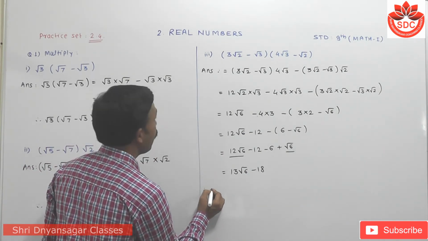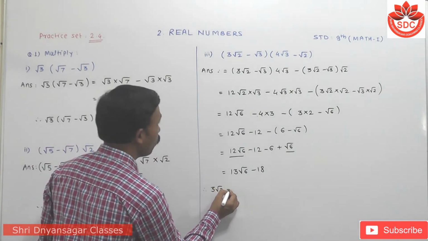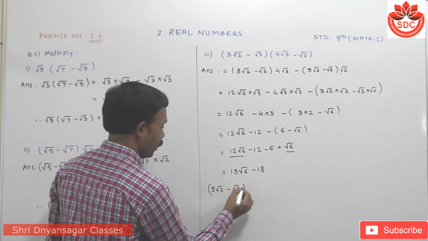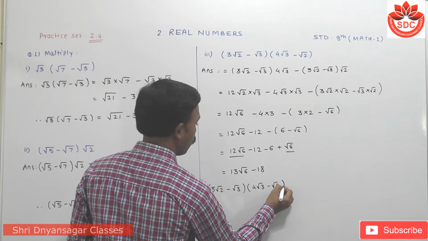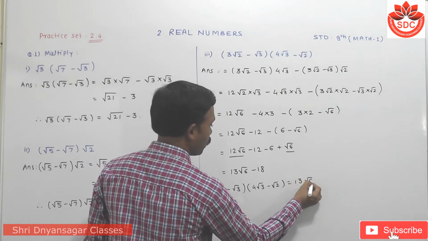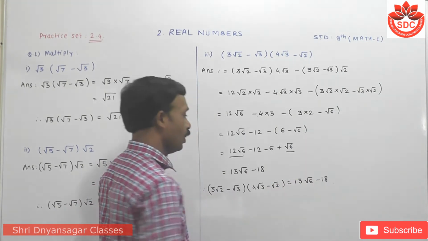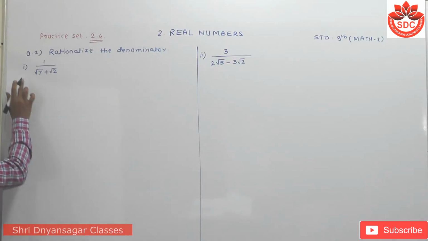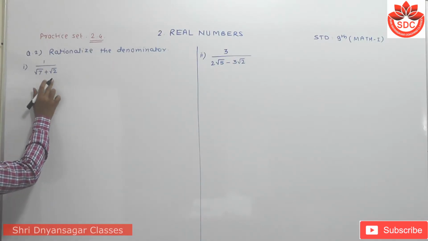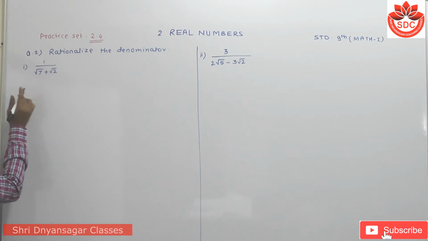So again I have to write the answer in a full sentence. 3 root 2 minus root 3 into 4 root 3 minus root 2 is equal to 13 root of 6 minus 18. Okay, we take the second question. Now the first question is 1 upon root 7 plus root 2.